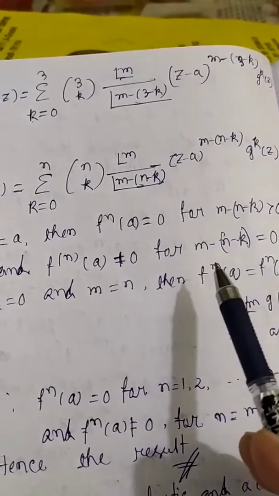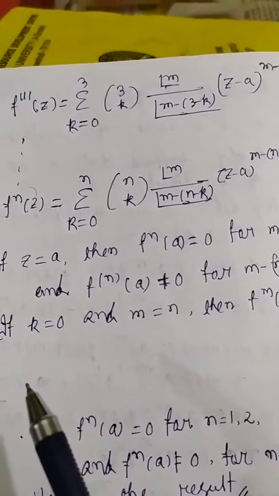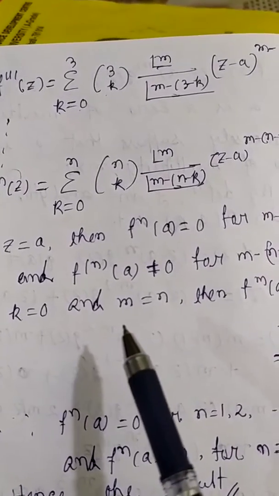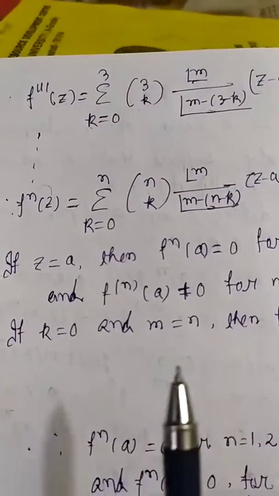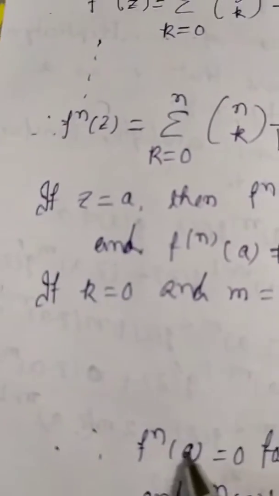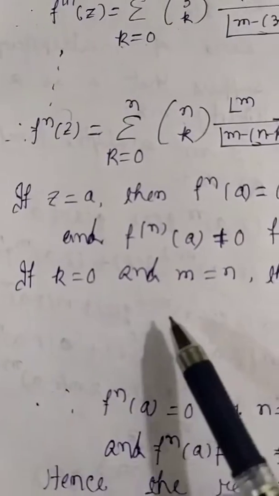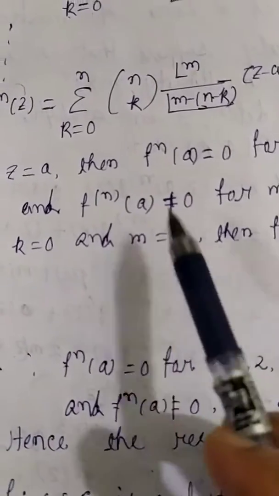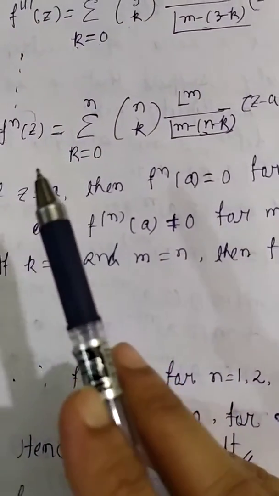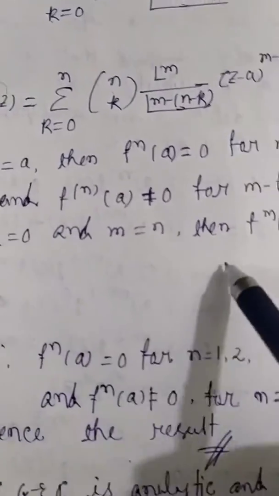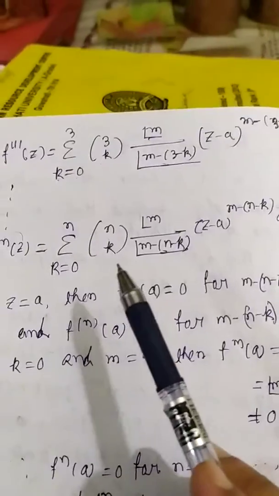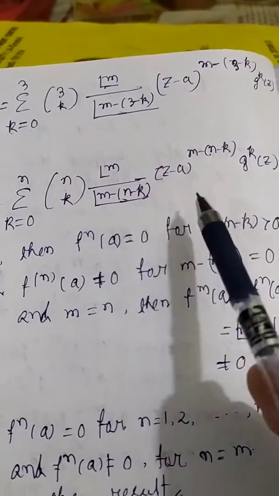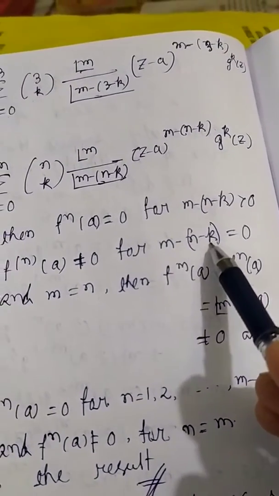So if I consider k equal to 0 and m equal to n, this m is actually the generalized formula for the nth derivative of f(z). This m is a particular derivative of f(z). If I consider m equal to n, then this is true for every value of n. Therefore for m equal to n, we can have only one term: k equal to 0 only, m equal to n.